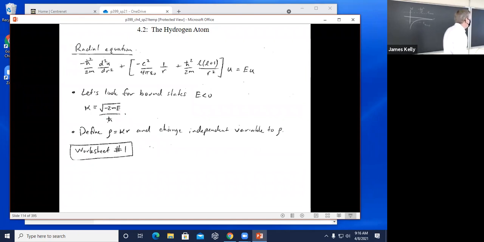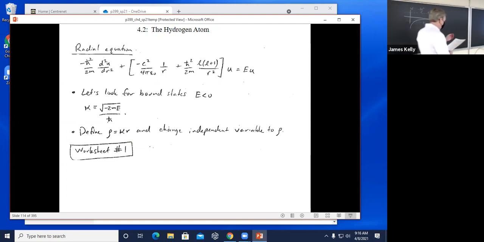Here's our first of the other transformations. We're now going to change the independent variable here. So U is the dependent variable of the solution, and U is a function of r. That's the independent variable. To simplify things, we're going to change it to be a function of rho, which is defined as kappa r. And on worksheet 1, Griffiths doesn't really say anything. He just tells you what the solution is.